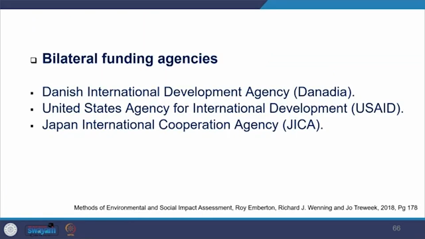So bilateral funding agencies also require this to be taken care of, like the Danish International Development Agency, and then you see USAID, then you also see JICA. All these have requirements related to projects financed under the bilateral loans, and you need to take care of ecological and environmental studies associated with the project if you are taking a loan for your project.